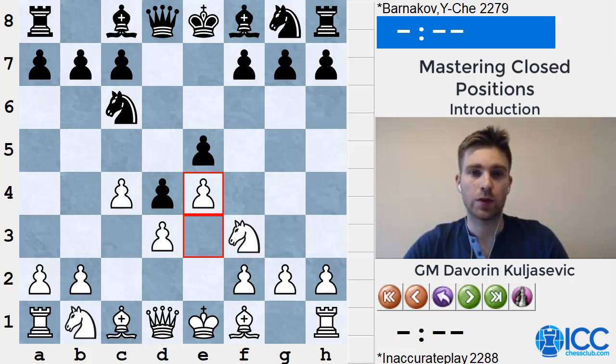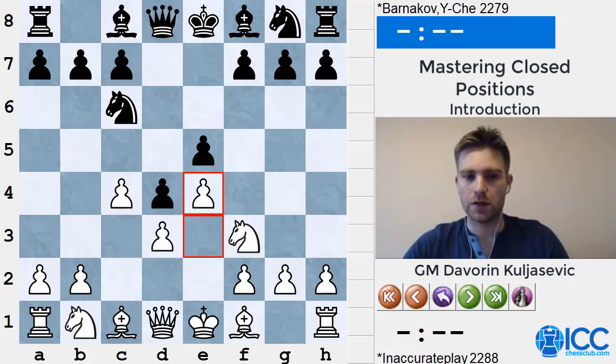We'll also talk about the importance of semi-open and open files in close positions. And there are some topics which we will not specifically cover. For example, attacks in close positions, or let's say the right and wrong piece exchanges. I mean, we will see them from time to time, but I will not, let's say, dedicate a specific chapter, a specific video to these topics.